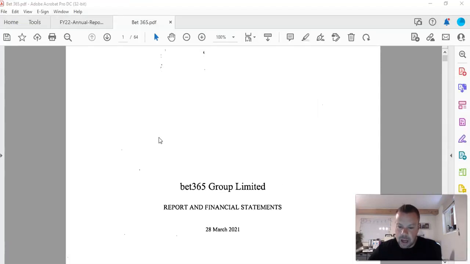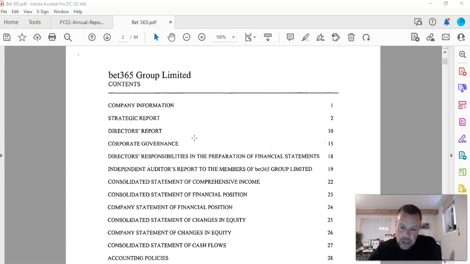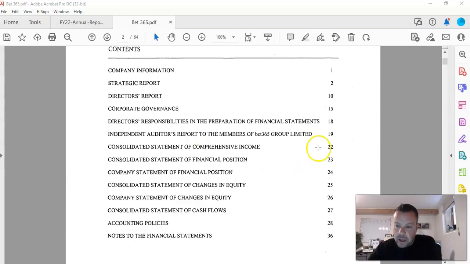So Bet365, the reason I've chosen it is it's one of the biggest private companies in the UK. So there's lots of information here, and what you'll find is the bigger a business is, the more information there is available. And so if we scroll down, we see the Companies House stamp to say that they've received the information, and we then get the contents. And it's down at pages 22 onwards that we actually find the account.